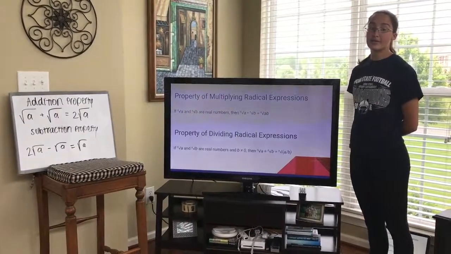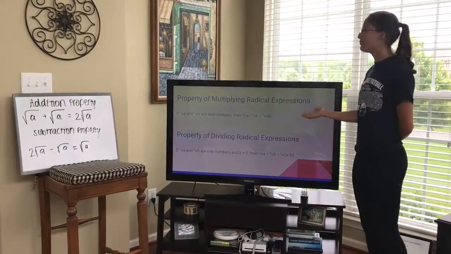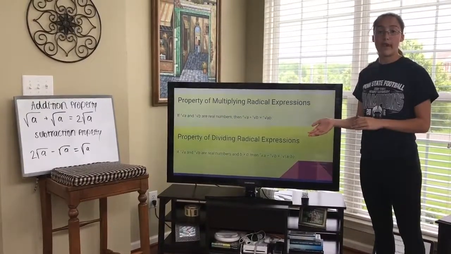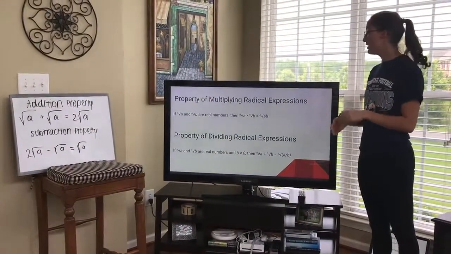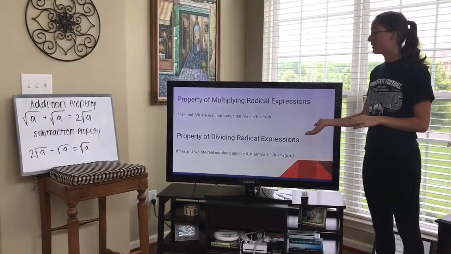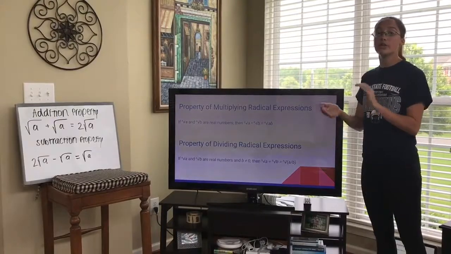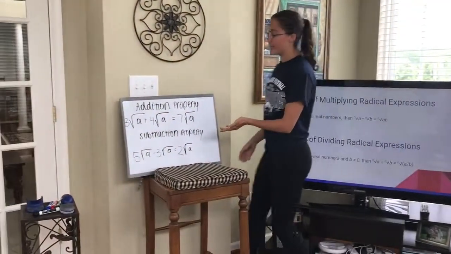Now we're going to discuss the different properties used to simplify radical expressions. The first one is the property of multiplying radical expressions. When you are multiplying two separate radicals, you can combine them and then multiply the terms inside the radical. Then for the property of dividing radical expressions, when you divide two separate radicals, you can combine them and then divide the terms.